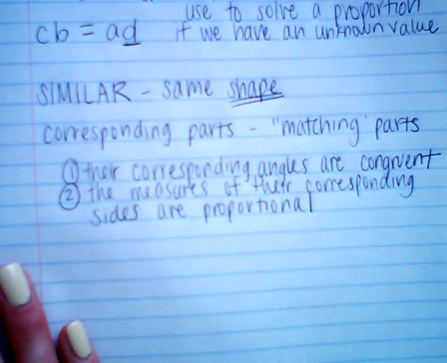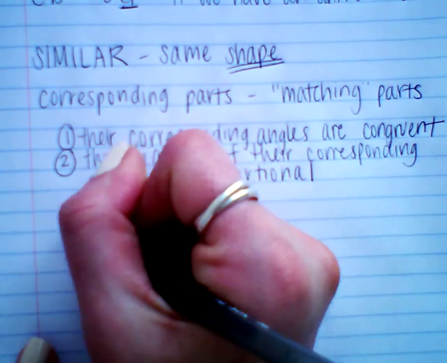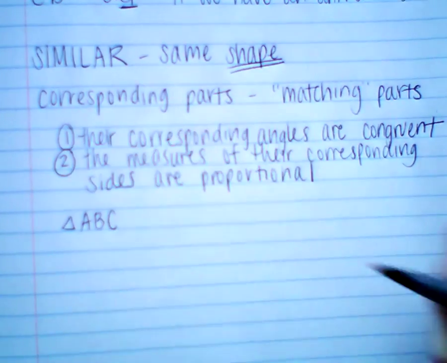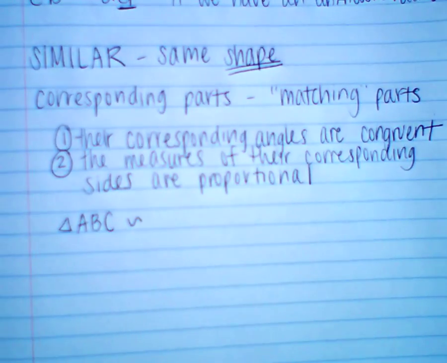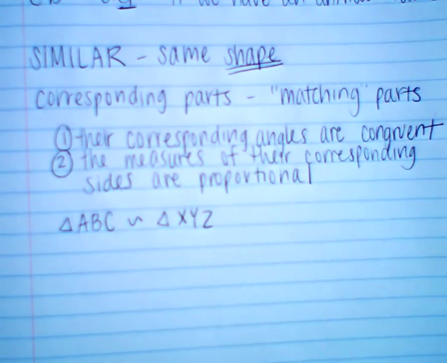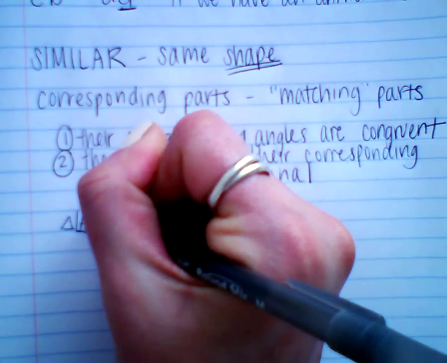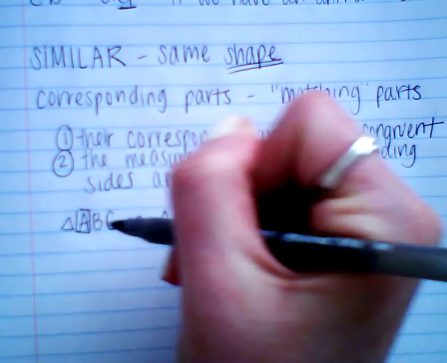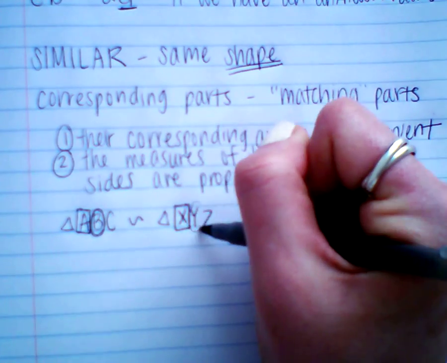Okay, so here's an example of what this means. Let's say we had triangle ABC, and I'm telling you that triangle ABC is similar, notice how we show similar, to triangle XYZ. So just like yesterday when we were talking about congruent figures, these letters need to match up. So A goes with X. B goes with or corresponds with Y.